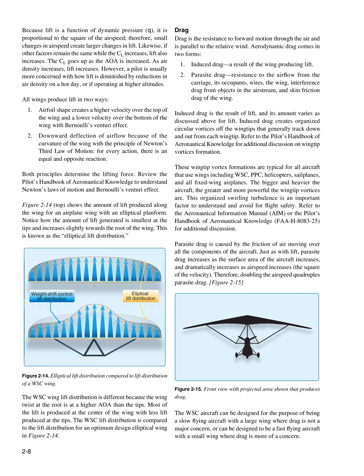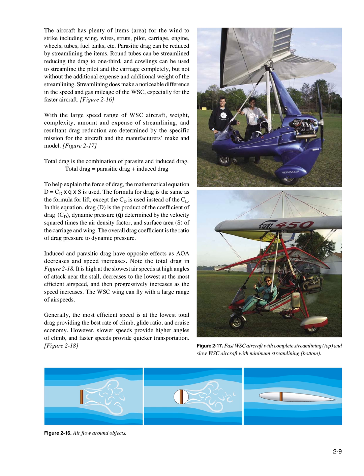Figure 2-15, the WSC aircraft can be designed for the purpose of being a slow flying aircraft with a large wing where drag is not a major concern, or can be designed to be a fast flying aircraft with a small wing where drag is more of a concern. The aircraft has plenty of items, area, for the wind to strike, including wing, wires, struts, pilot, carriage, engine, wheels, tubes, fuel tanks, etc. Parasitic drag can be reduced by streamlining the items.